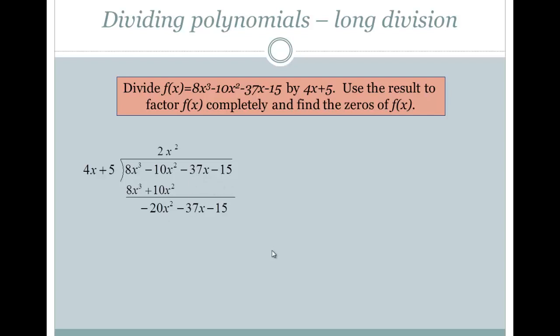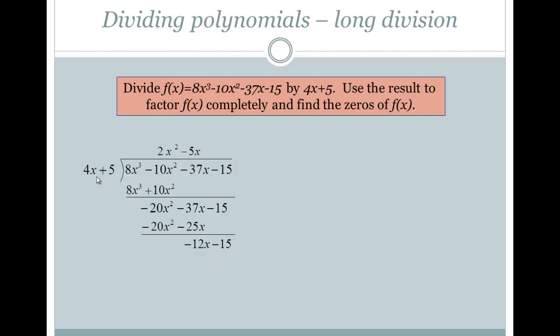Okay, next step is, what do I multiply 4x by to get negative 20x squared? And hopefully you realize that I have to multiply this by negative 5x. And if I do that, I get negative 20x squared minus 25x. Okay. Again, I'm going to subtract, and this term will go away. I'll get negative 12x minus 15.